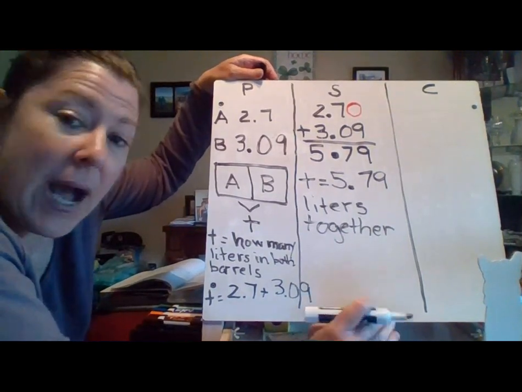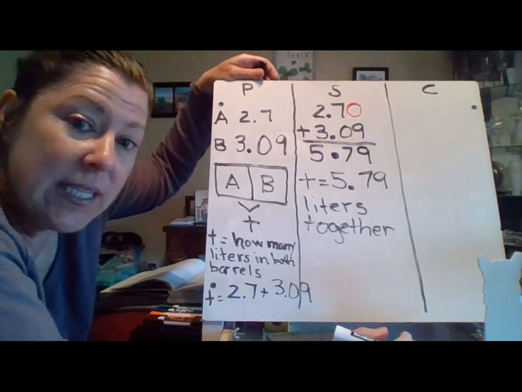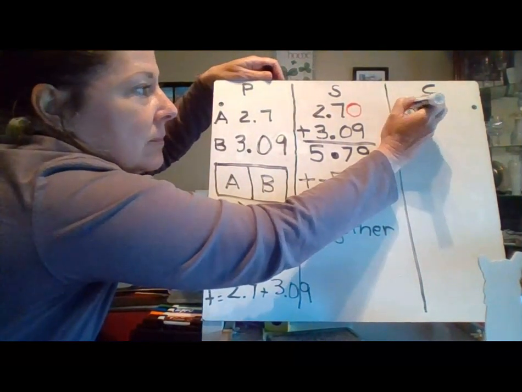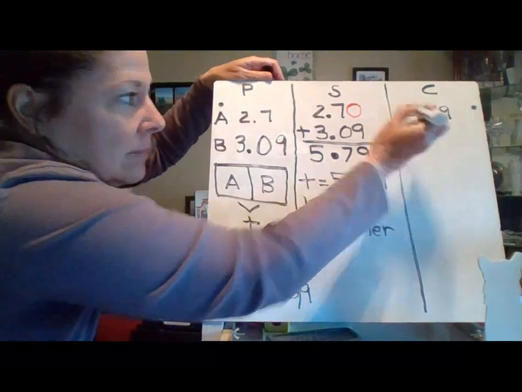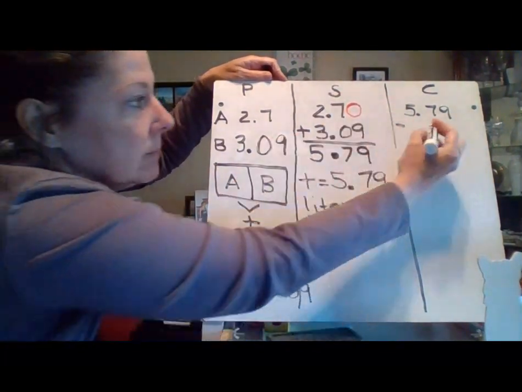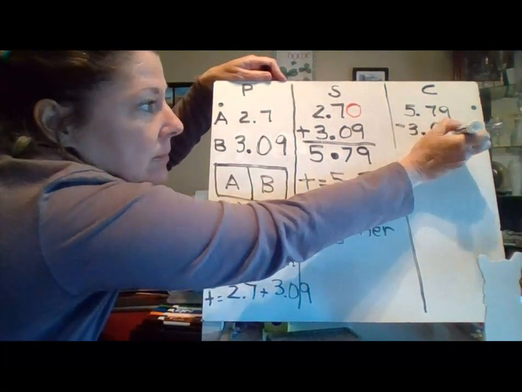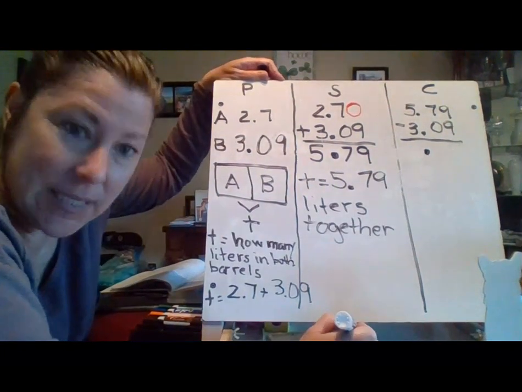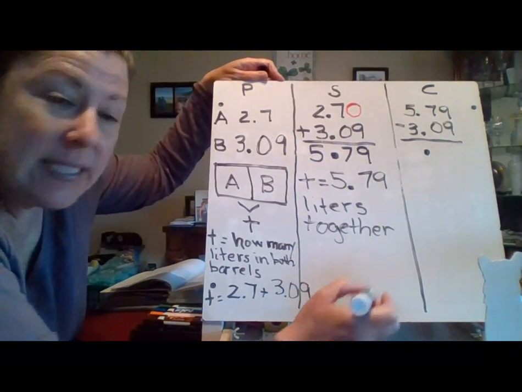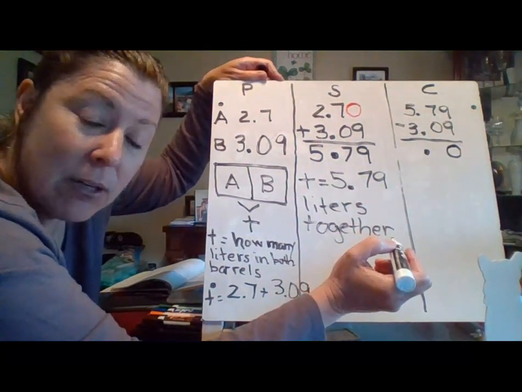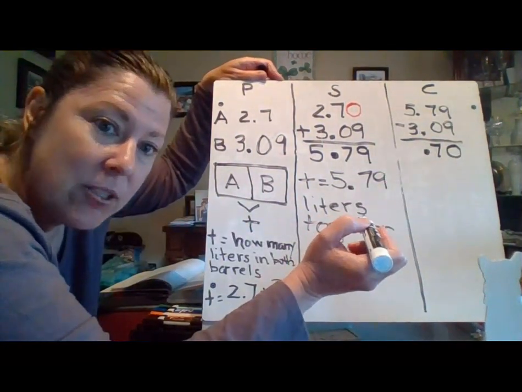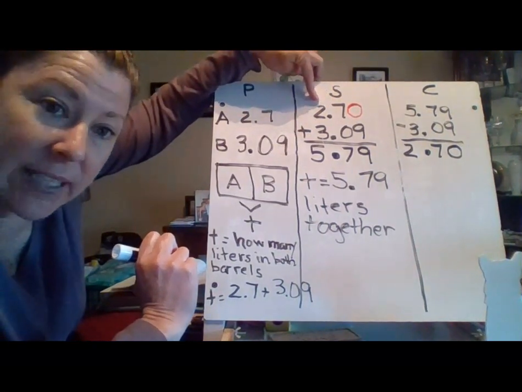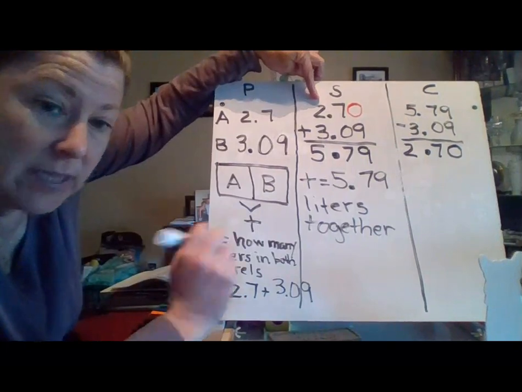Together. So I'm going to check it by subtracting. The opposite of addition is subtraction. So I'm going to start from my total. And I'm going to take away one of the parts. Only difference is I've got a decimal in my answer. 9 minus 9 is 0. 7 minus 0 is 7. 5 minus 3 is 2. Right back where I started at that 2 and 7 tenths or 2 and 70 hundredths.